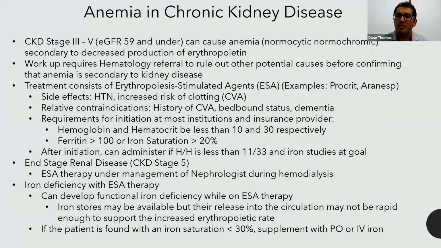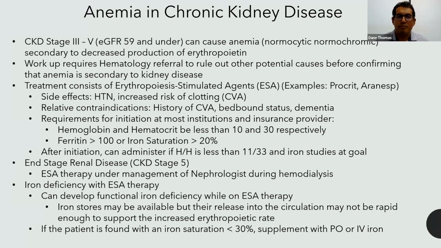So let's talk about anemia and chronic kidney disease. In chronic kidney disease stages 3 to 5, which means a patient having an eGFR of 59 and under, these patients can have anemia, which typically is normocytic and normochromic in nature, secondary to decreased production of erythropoietin due to the fact that their kidneys are not functioning well.